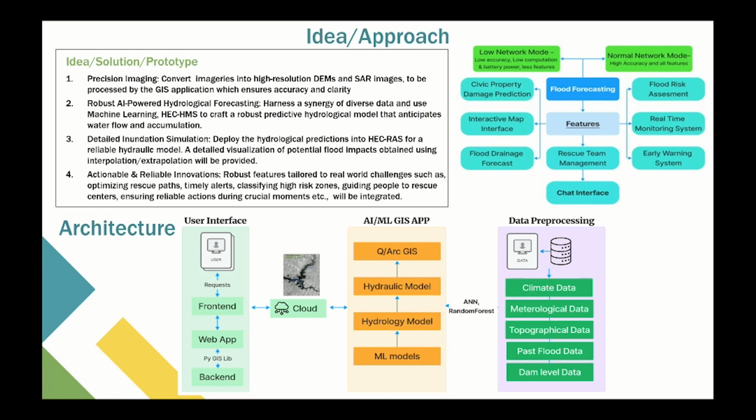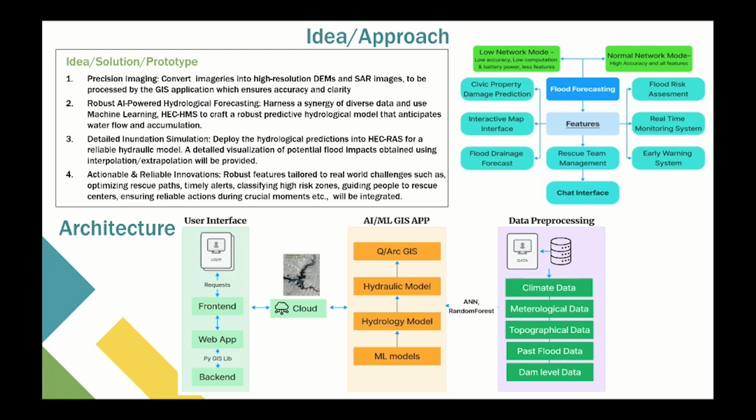So what is our idea and approach to this? We'll have precision imaging, that is, we'll be able to convert imagery into high resolution DEMs and SAR images to be processed by the GIS application. DEMs are digital elevation models, representations of the Earth's surface, and SAR is used to create two-dimensional and three-dimensional reconstructions of objects. GIS is a powerful tool for capturing, storing, analyzing, and visualizing geographic data.